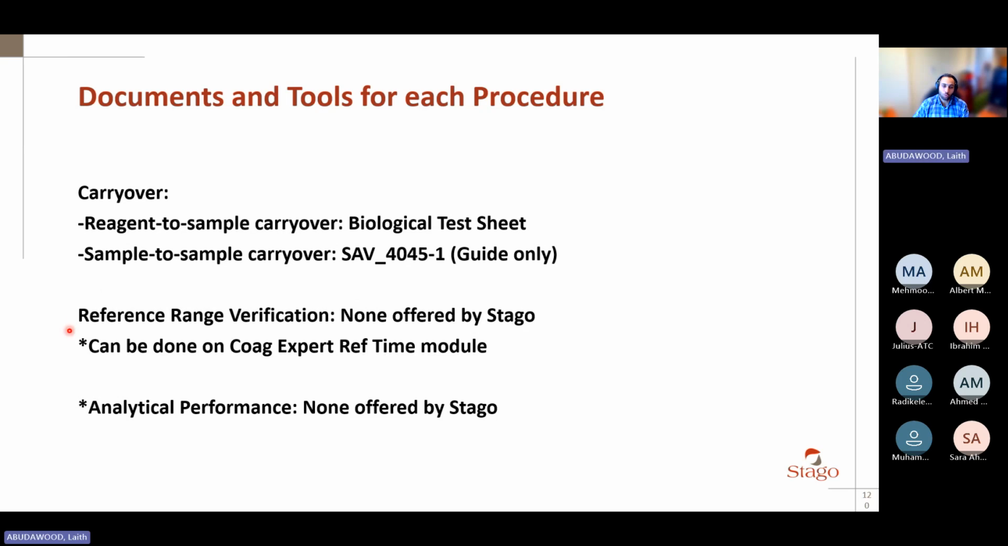Reference range verification, we don't have documents offered from Stago. Okay. However, the COAG expert, if you have it, has a part of it that allows you to do this work and gives you all the statistics.